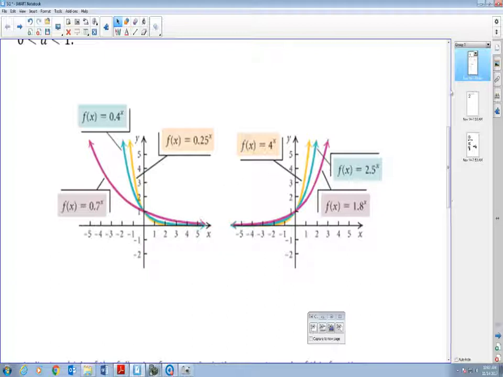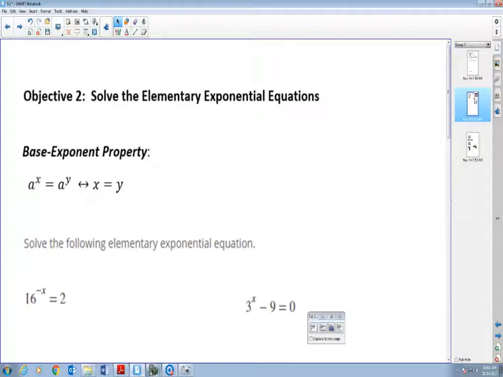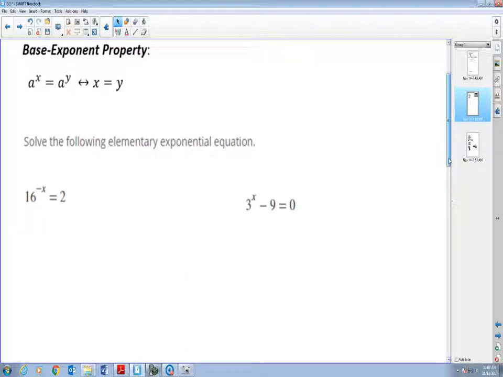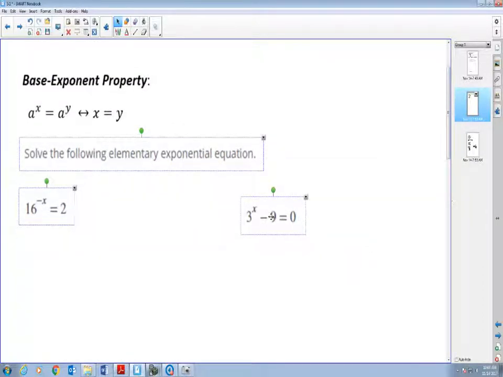Alright, let's take a look at what we call elementary exponential equations. Okay. So to solve this equation, we're going to use this idea of the base exponent property. What it's saying is, if the bases are the same and equal, we can set their exponents equal to each other. So in the following examples, what I'm going to try to do is make all their bases the same, so I can set their exponents equal.